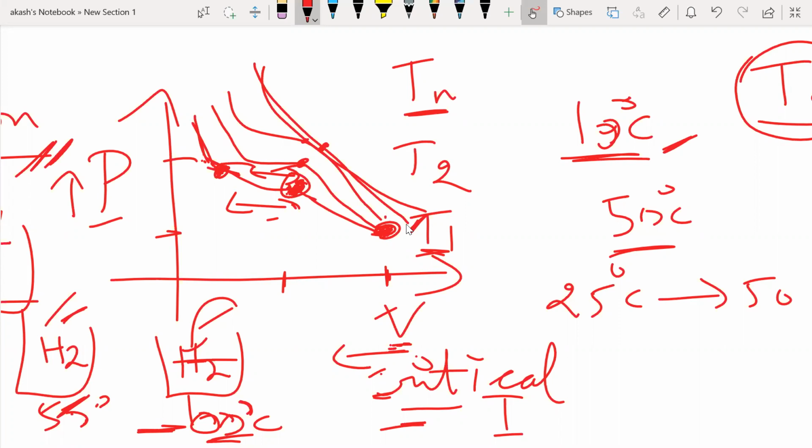Okay, fine. One more question I want to ask, not with respect to liquefaction, but just a point which I forgot. Tell me, what should be the conditions of pressure and temperature so that a real gas can behave ideally? Again, I repeat the question: what are the conditions of temperature and pressure so that a real gas can behave ideally?